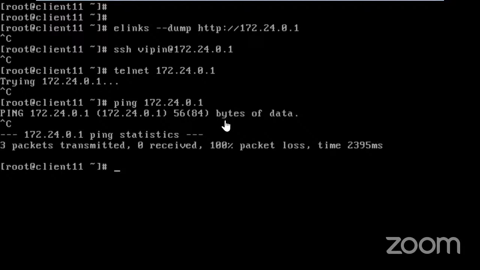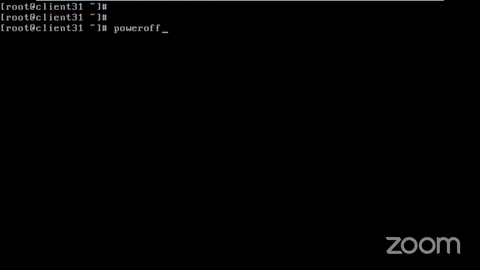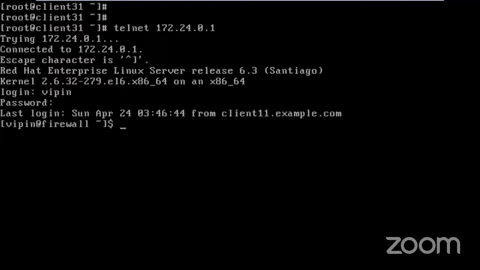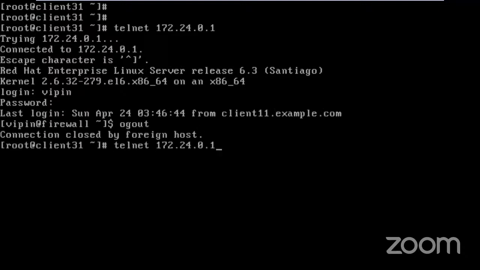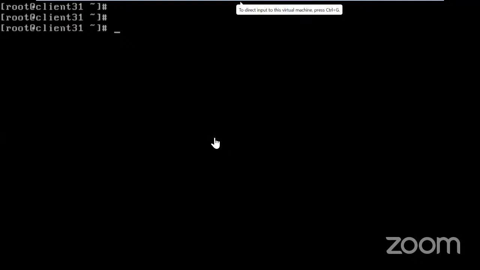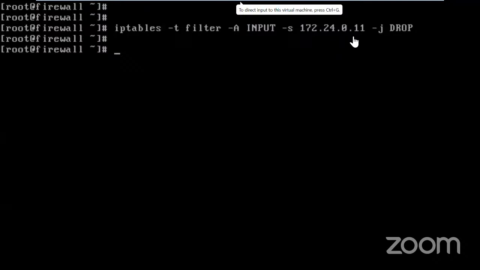But what about this 31 system? I will go to the 31 system and try to run certain commands. Telnet, we are able to do. What about the other services? Ping also works. I will not check all the services. That means from this 31 system, we are able to ping, because in our case, we just blocked from this one. That means if you have to block from a single system, you have to write a rule for it. Now, this is not very effective.